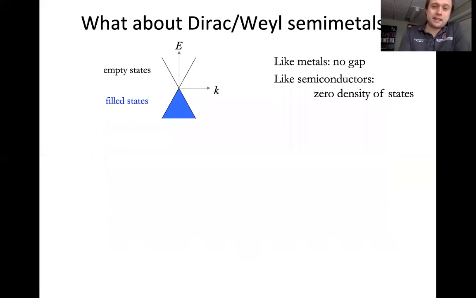So the idea of this talk is to look at the Dirac and Weyl semimetals. These don't obviously fall into either description, metals or semiconductors. They're like metals in the sense that there's no band gap, but they're like semiconductors in that in their undoped state, they have vanishing density of states and there's no Fermi surface to talk about. So the question is whether these things can do something for thermoelectrics that our conventional metals and insulators cannot do.